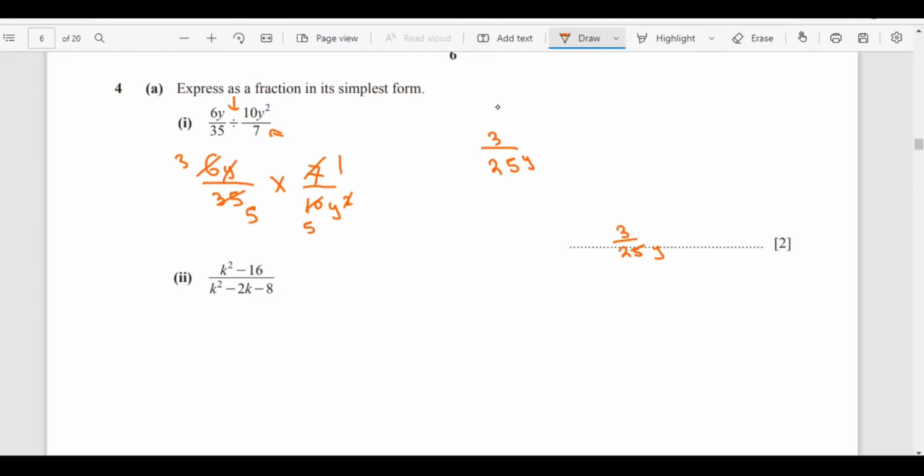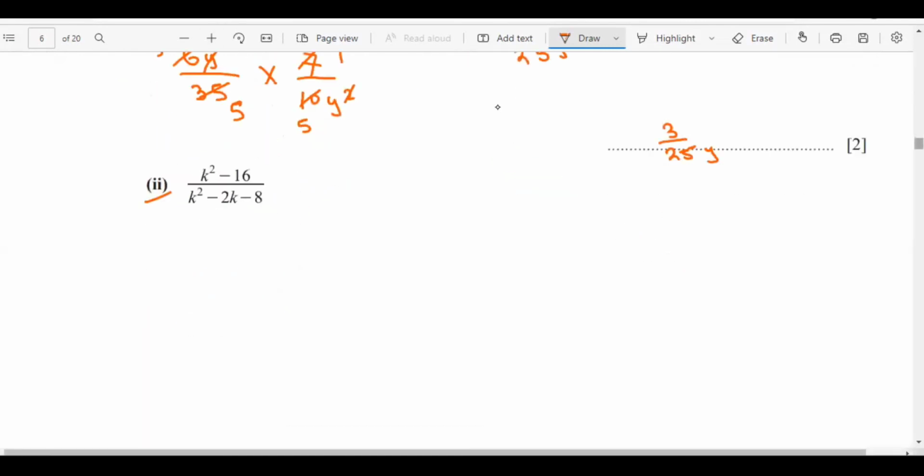Okay, this was easy. I want you to do the second part now. This is a bit more complicated. Just do this part, and then that is it for today. You need to simplify this by factorizing it first, okay?